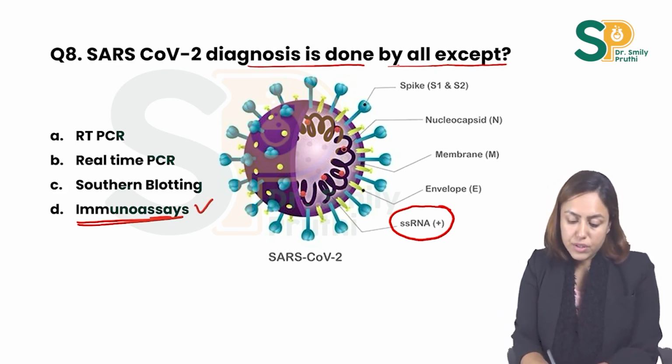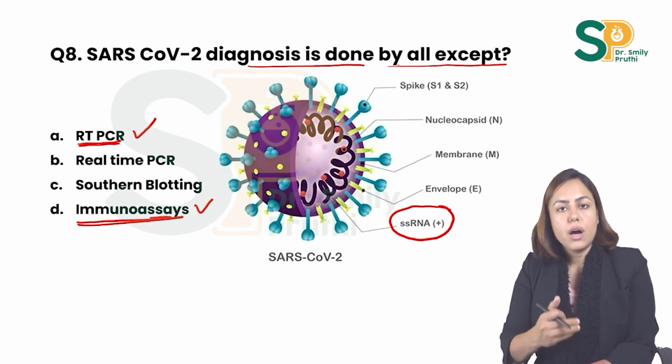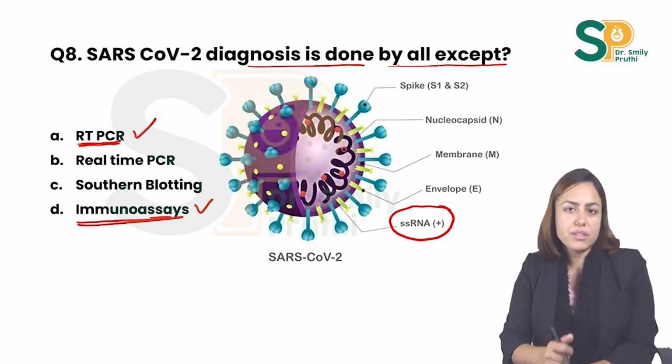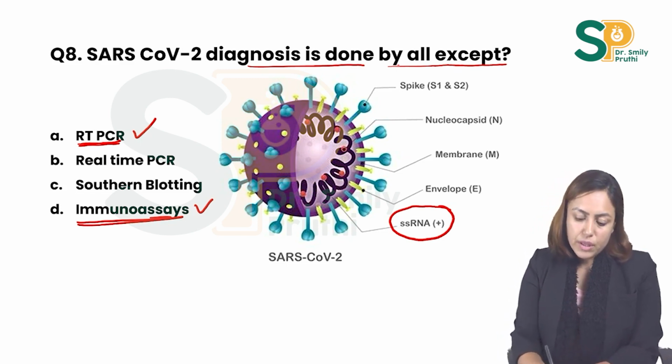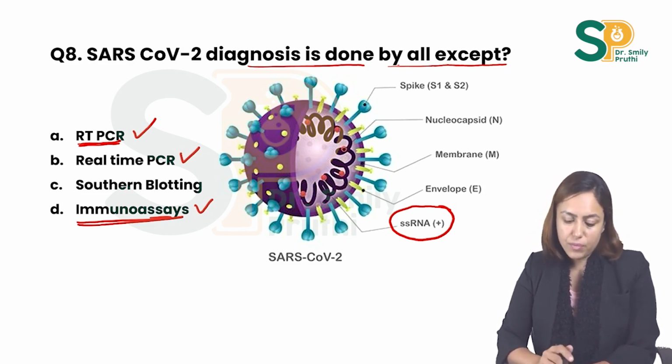Then RT-PCR is reverse transcriptase PCR. So here the starting material is RNA. RNA is converted to DNA by reverse transcriptase, and then PCR can be done, okay? Then real-time PCR is for quantification of DNA. It is also called quantitative analysis or quantitative PCR, right?